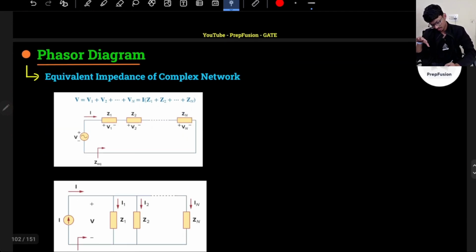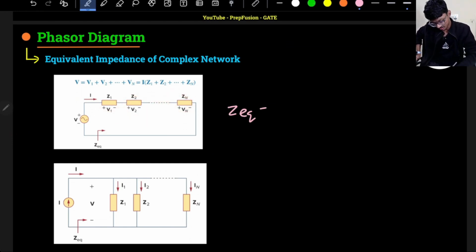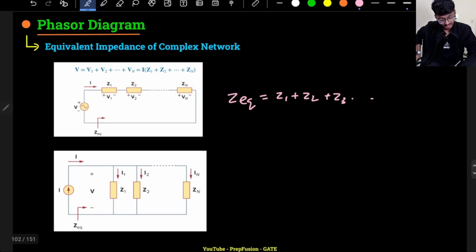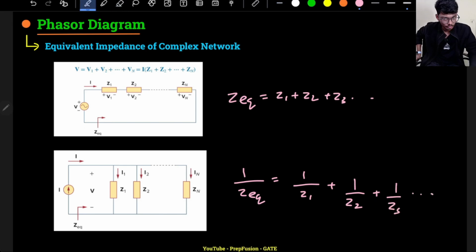For a complex network, you already know that for a normal resistive network, if I have multiple impedances in series, they get added. Here also the same thing. For a series circuit, Z equivalent will be Z1 plus Z2 plus Z3 and so on. For a parallel circuit, same rule: 1 by Z equivalent is 1 by Z1 plus 1 by Z2 plus 1 by Z3 and so on. It is the same rule as for a purely resistive network, whatever you have learned.